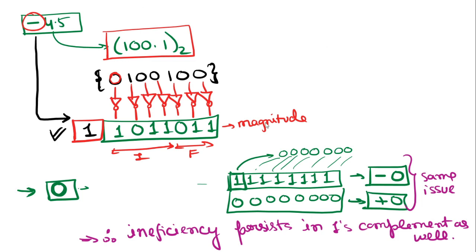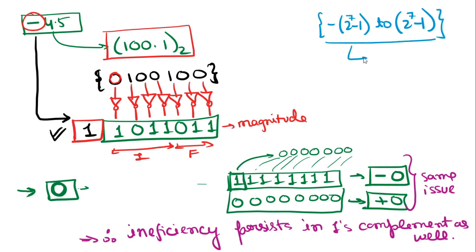Therefore the range for an 8-bit register will again be from minus (2 to the power 7 minus 1) to plus (2 to the power 7 minus 1). The total numbers that can be represented here is 2 to the power 8 minus 1. This is the inefficiency here. We can actually represent 2 to the power 8 numbers, but we are representing 2 to the power 8 minus 1 numbers. Therefore there is inefficiency.